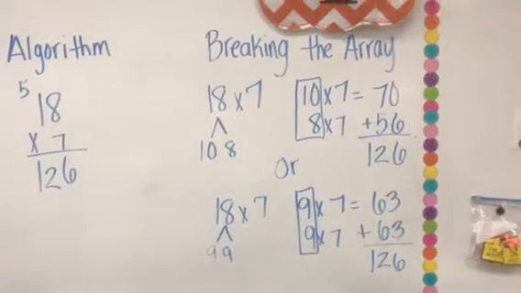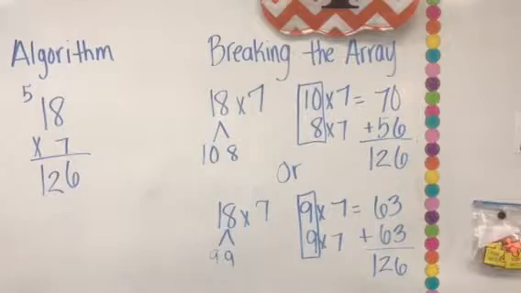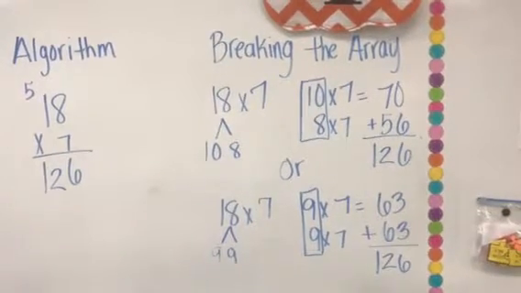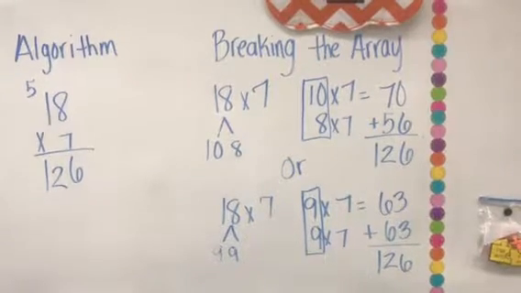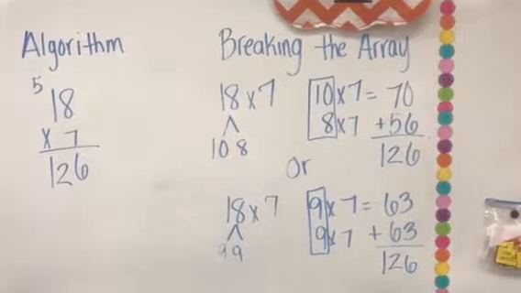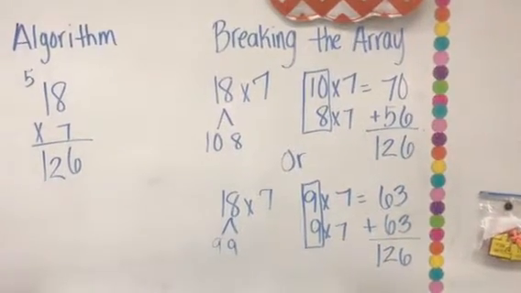So by doing so, I have created a 10 by 7, which is worth 70, and an 8 by 7, which is worth 56. And when I add those two up, I get 126. Or I could do it a different way.